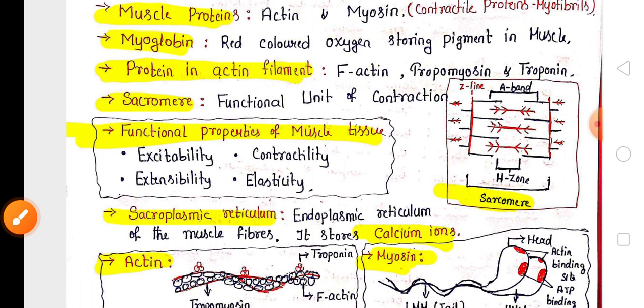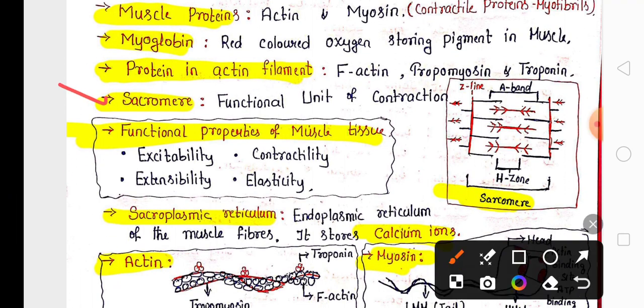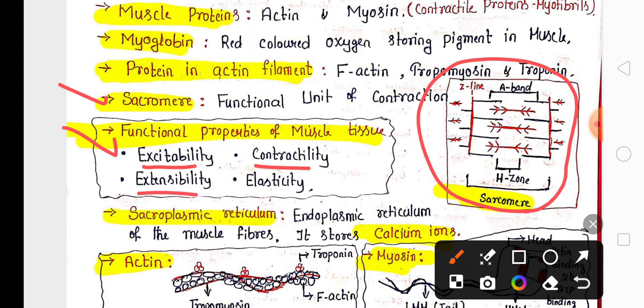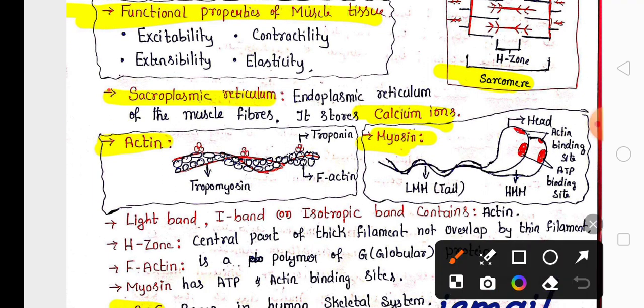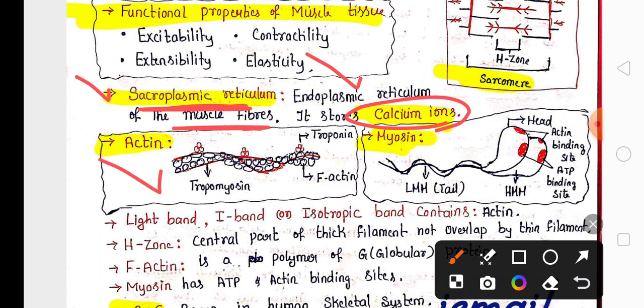And remember, sarcomere is the functional unit of contraction, and this is the diagrammatic representation of sarcomere. And remember the functional properties of muscle tissue: excitability, contractility, extensibility and elasticity. Then remember the definition of sarcoplasmic reticulum. The endoplasmic reticulum of muscle fiber is called sarcoplasmic reticulum, and it stores calcium ion, which is very important for contraction of the muscle. So here is the diagrammatic representation of actin and myosin.